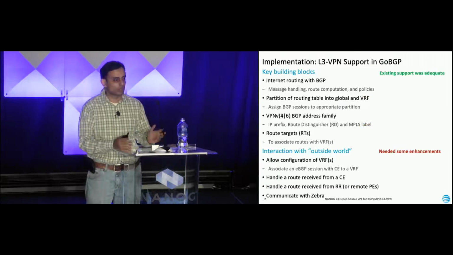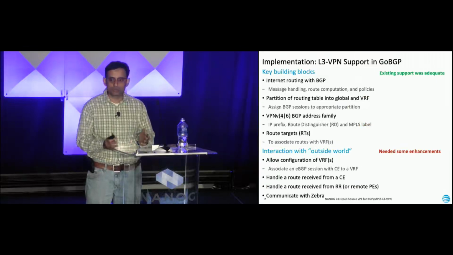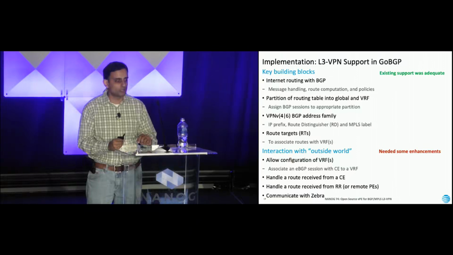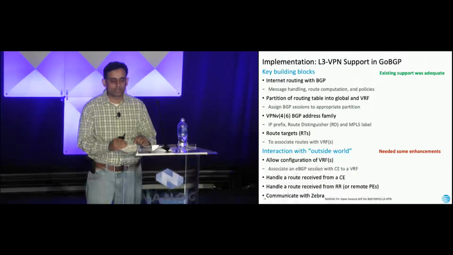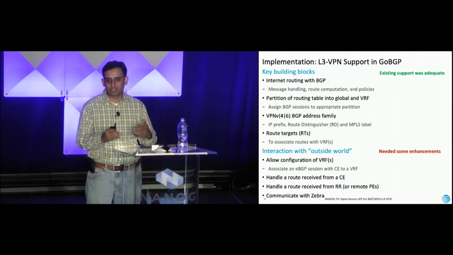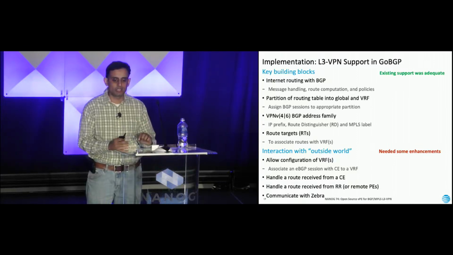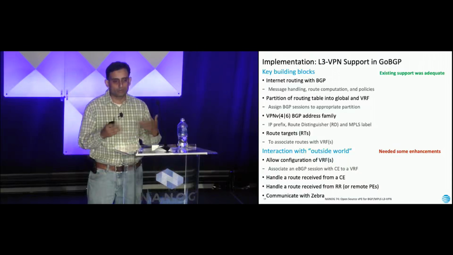So that was all about configuration. Next, I'm going to talk a little bit about implementation. In particular, I would like to talk about L3 VPN support in GoBGP. As far as implementation goes, there are two key aspects. Number one is what I call key building blocks. This is essentially the machinery that you require to be able to do layer 3 VPN in GoBGP.